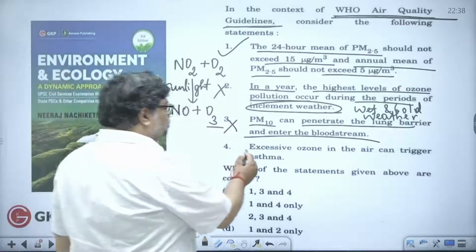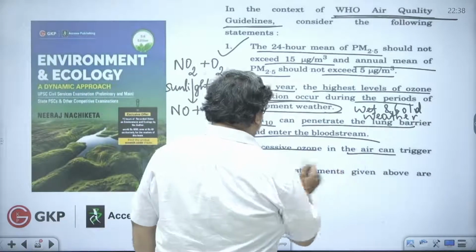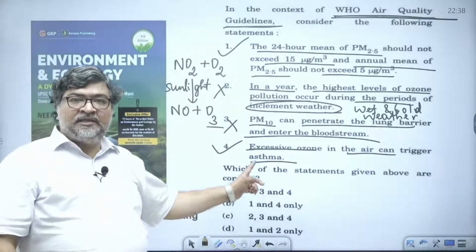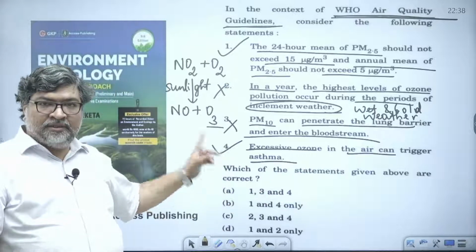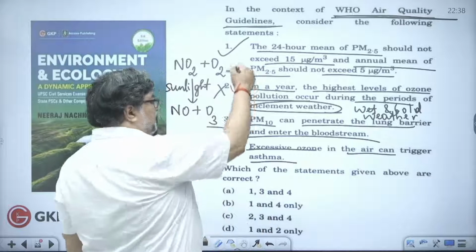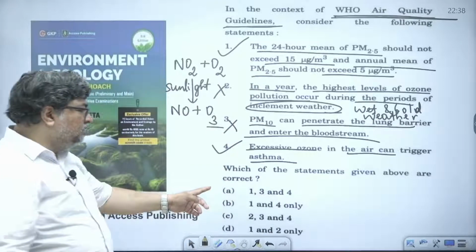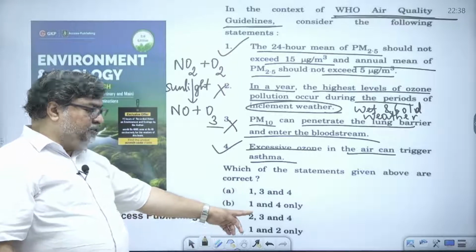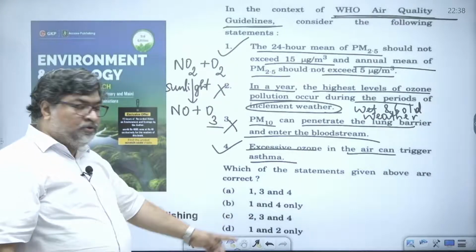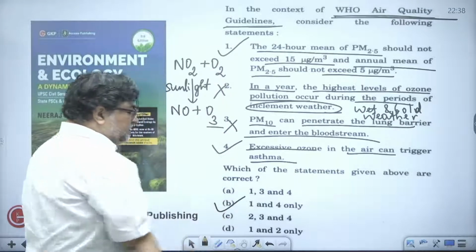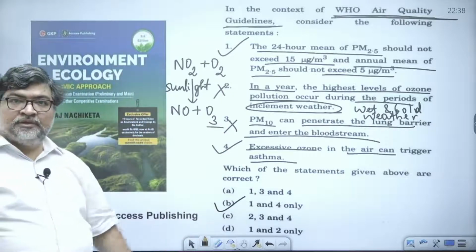Now, excessive ozone in the air can trigger asthma. That's correct. I have given the health impact of air pollutants in the book. This is correct. It's based on the concept part, right? Only one fact comes here. So if you look at the options here, which is correct: A 1, 3, 4, B 1 and 4, C 2, 3 and 4, and D 1 and 2 only. So here the answer will be 1 and 4, B as the answer. 1 and 4 only.